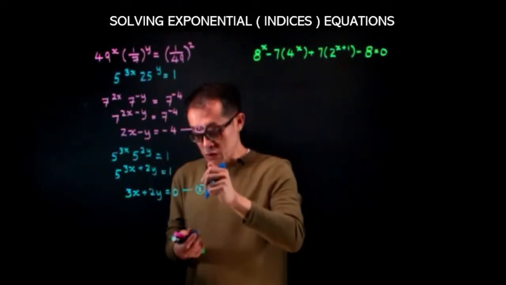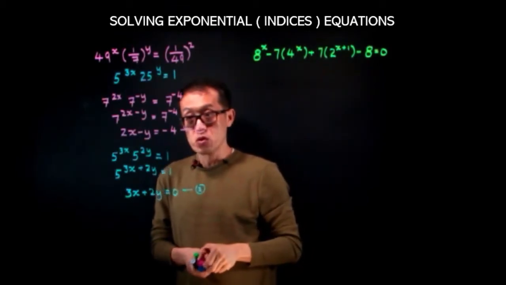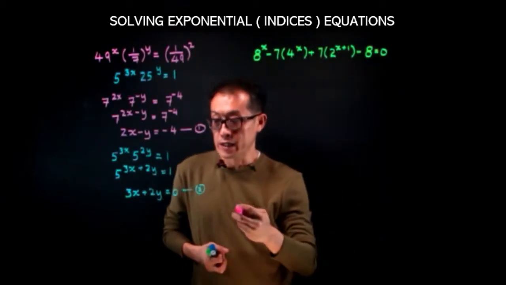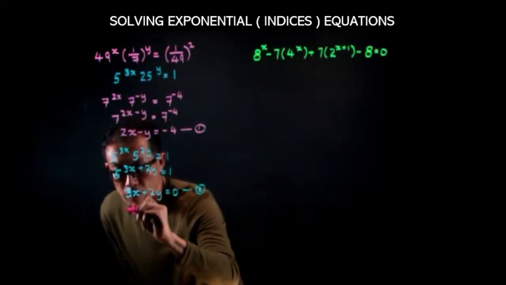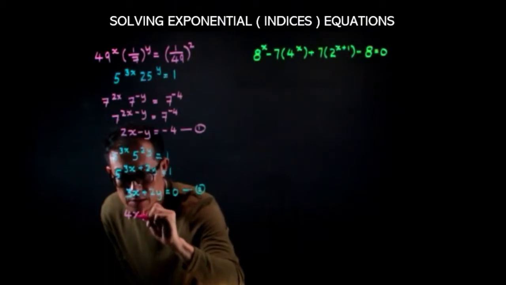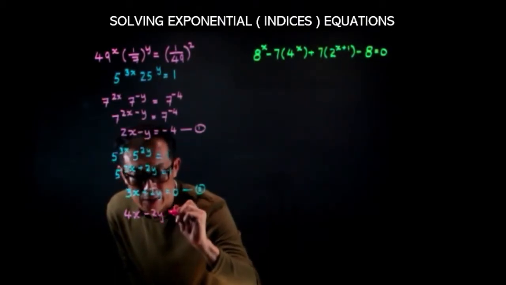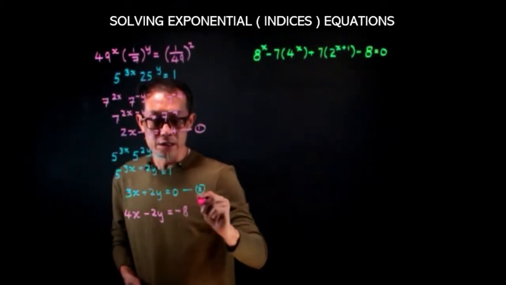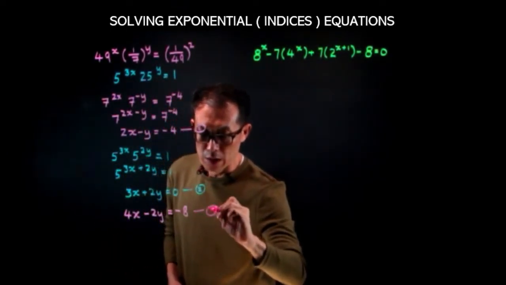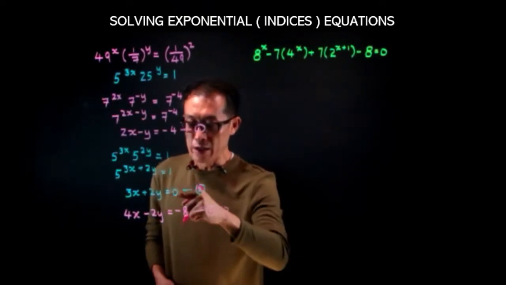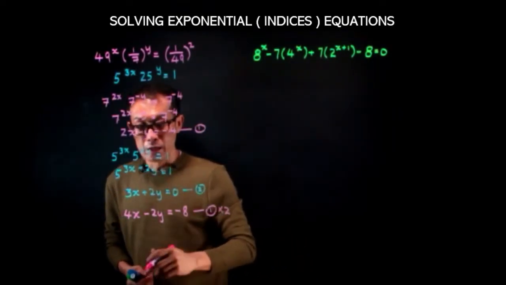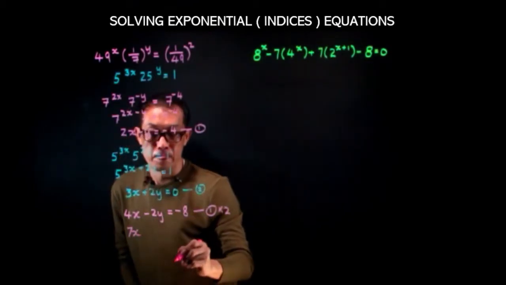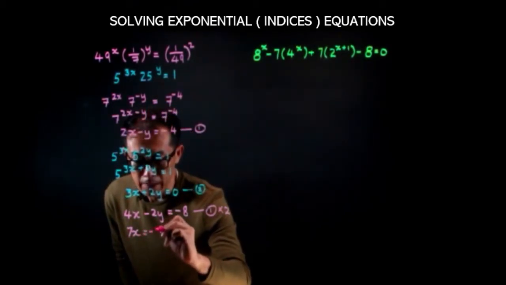Now this one we times 2. Times 2, you have 4x minus 2y equals minus 8. This is equation 1 times 2. And you add them together. Now you add them together, you get 7x equals minus 8.